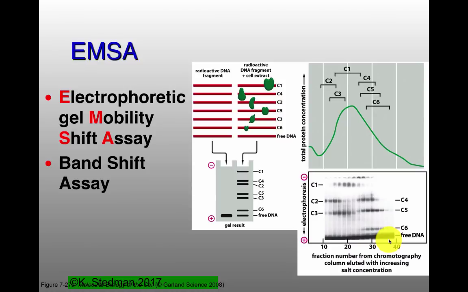So this is a way of determining whether, again, it's this little blue region. And so you'll take each one of those fractions that you've gotten from some purification experiment and test to see if it's binding to DNA. So this is a test to see if it's binding to DNA.